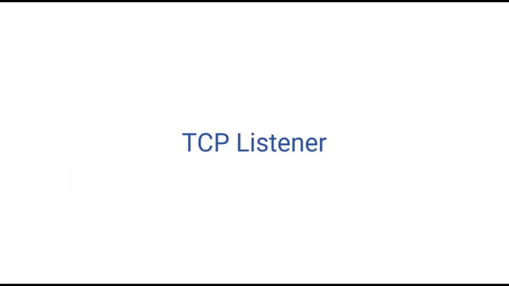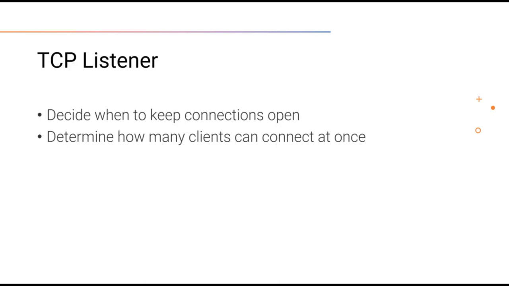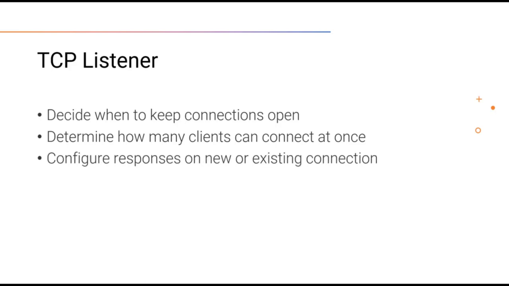The next source connector we will talk about is the TCP Listener. This connector listens for messages coming in over a TCP connection, which can either be a TCP IP port and wait for clients to connect, or we can connect to an external server. There are a few options we can set for this connector. We can decide when to keep our connection open and how many clients can connect at once. We can also tell the connector how to send responses, and we can choose to send the data back on the same connection or a new connection.